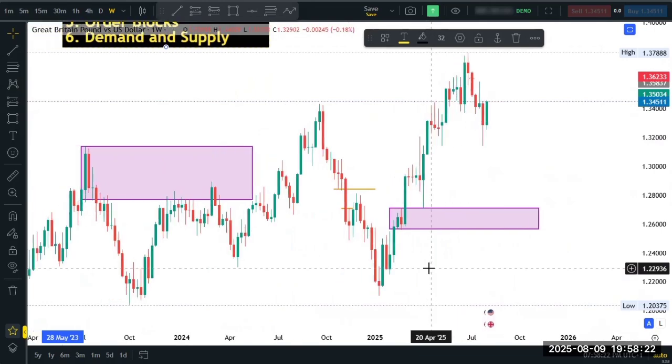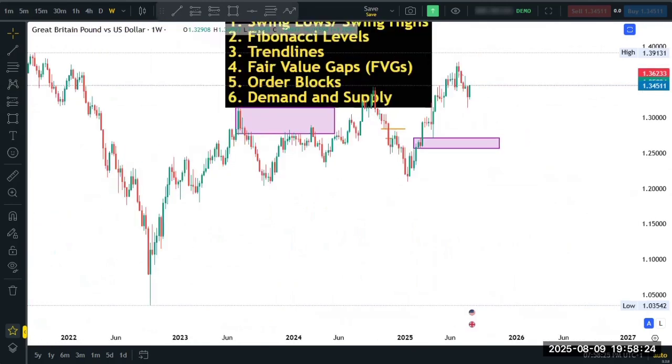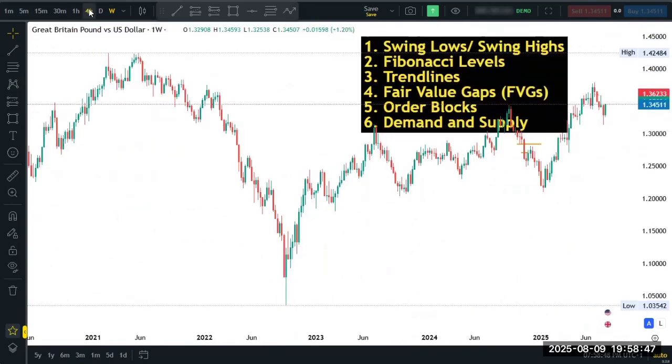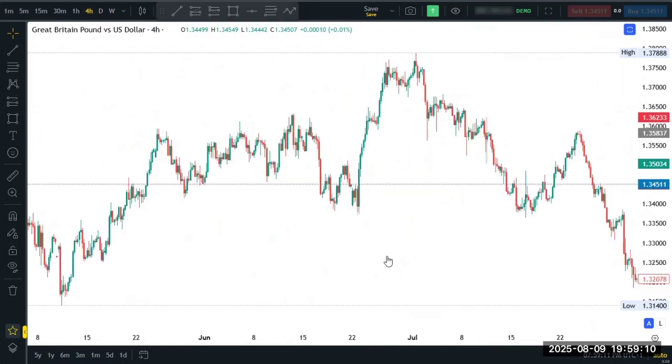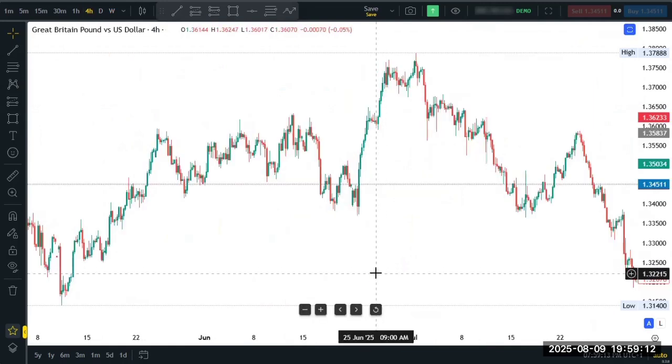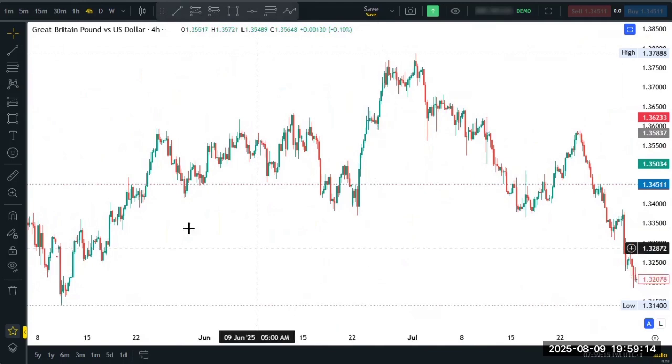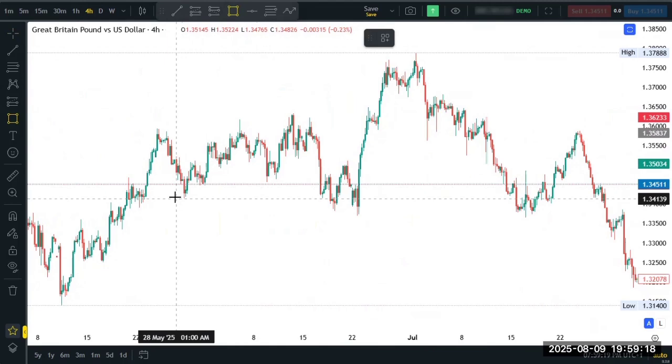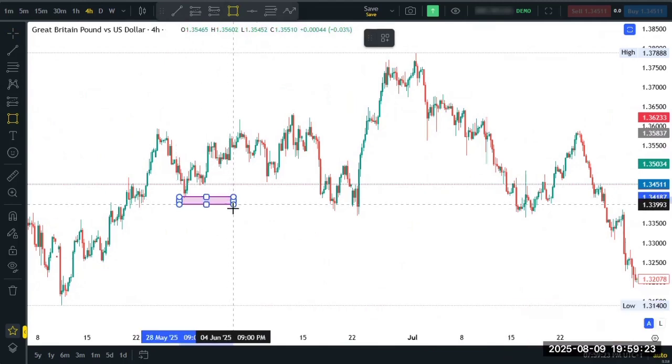So for the demand and supply, I have explained it, but I will just go over it. So let me go down to the 4 hours to explain demand and supply for you. For demand and supply, we are looking for a zone. Remember, it's not a perfect line that you will say has to be so perfect. No, it is more of an area.